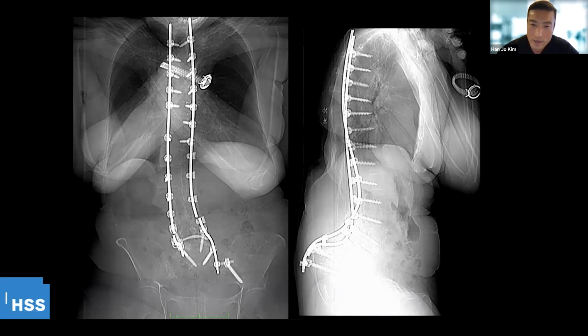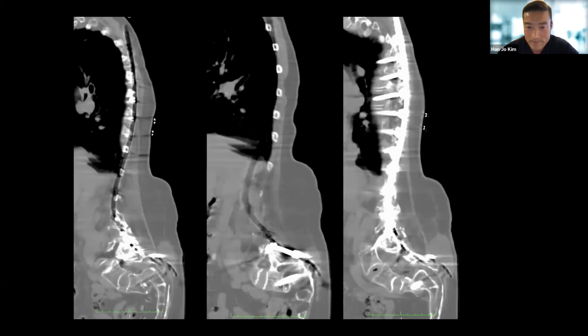And of course, when I'm planning for this, I'm going to say, okay, I got to do a big operation here and probably is going to need a 3-column osteotomy.